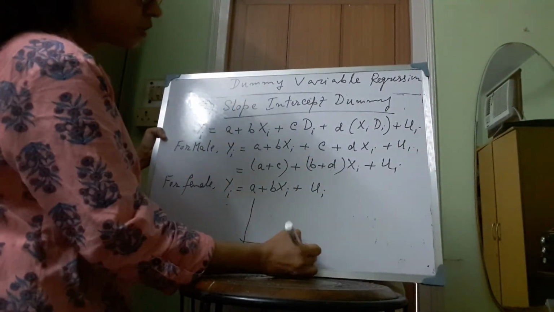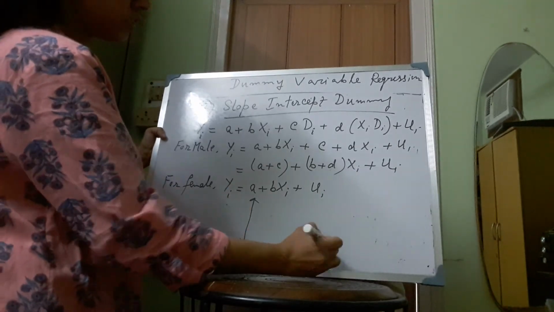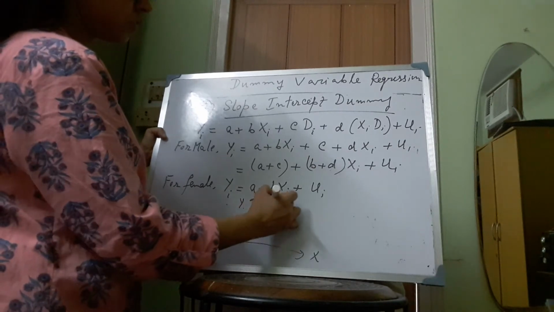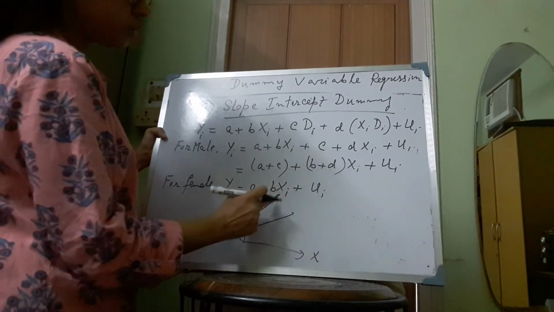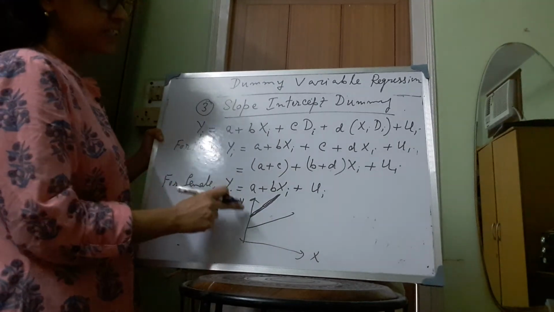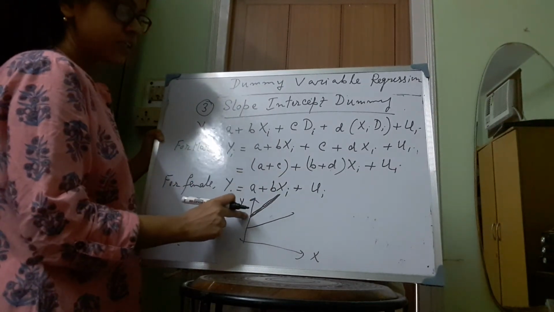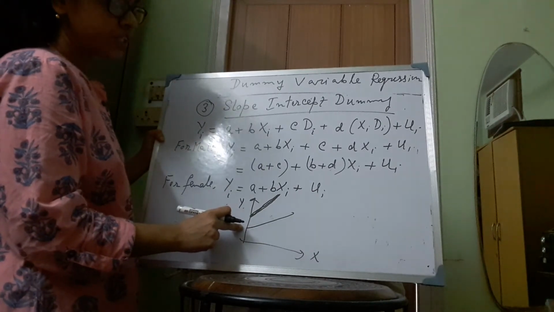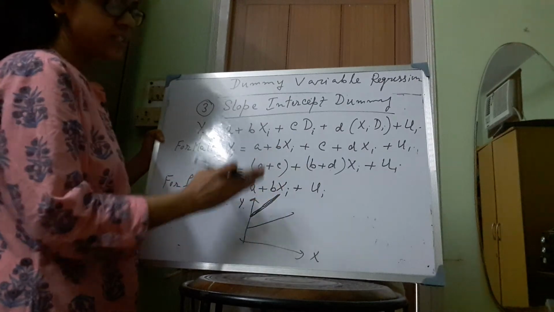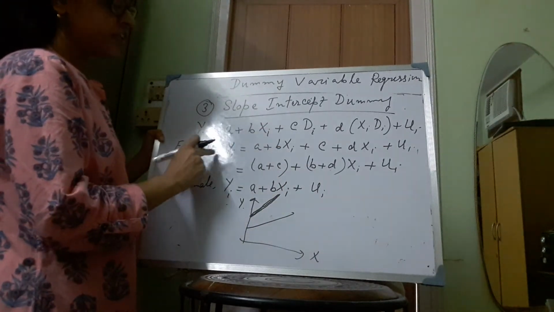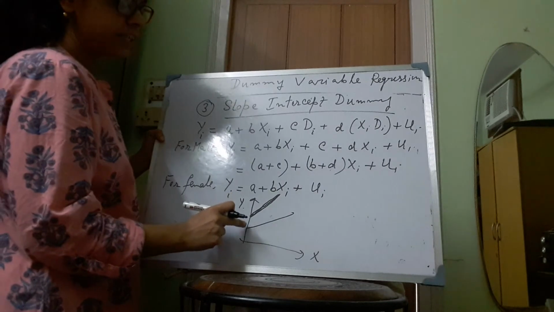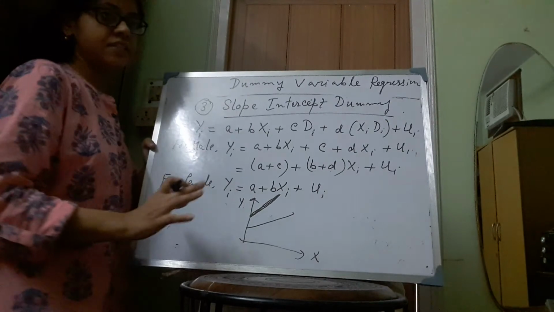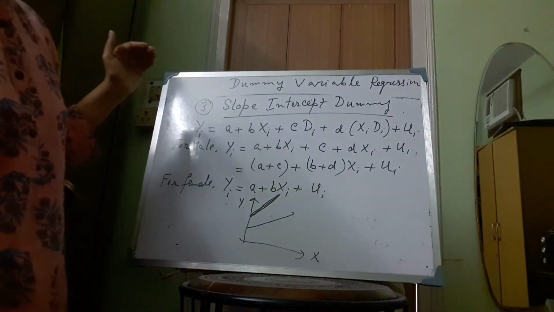So if we draw the regression line here in this xy quadrant, then we will get the two regression lines like this. So here for male worker, the regression line has a greater intercept and it has a higher slope, and for female worker the regression line is flatter as compared to the regression line corresponding to the male worker, and the intercept is also less in value. So therefore this is the slope intercept dummy variable regression.